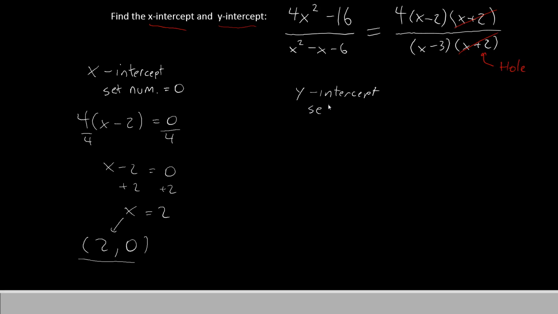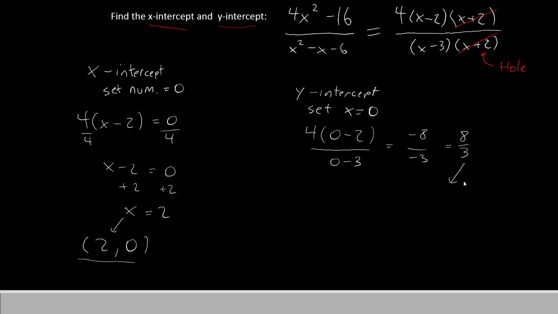For the y-intercept, we set x equal to 0. Again, let's use the simplified form that we have earlier. We'll have 4 times 0 minus 2 divided by 0 minus 3. Of course, 4 times negative 2 gives us negative 8, and 0 minus 3 gives us negative 3. Since they're both negative, we'll just call this 8/3.